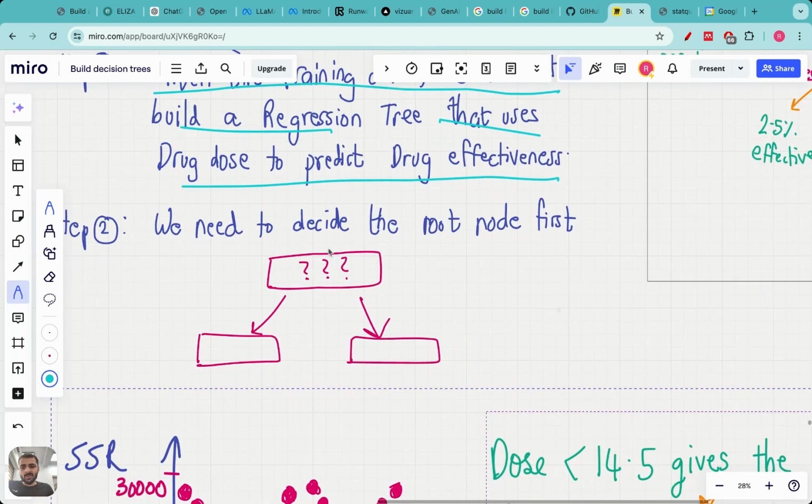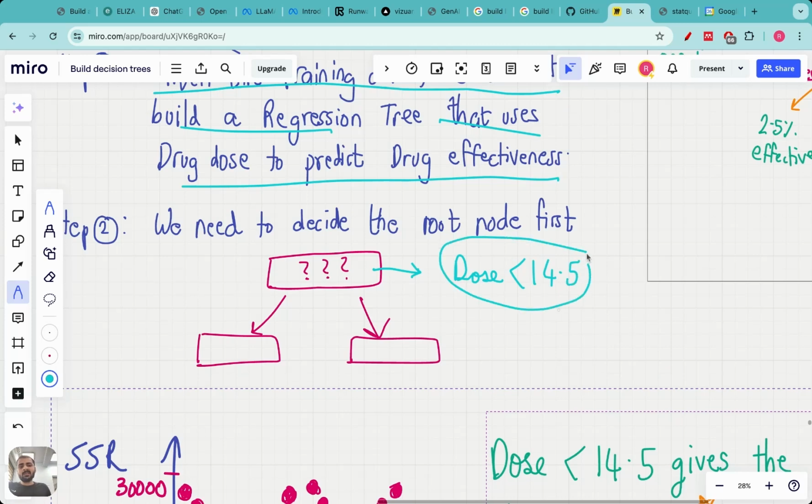So in the previous lecture, we actually looked at what should be the dose threshold in this first root node. So is it dose less than 11.5, dose less than 26, dose less than 3, dose less than 5? What should we settle on? So we ultimately settled on dose less than 14.5, which should be the root node.